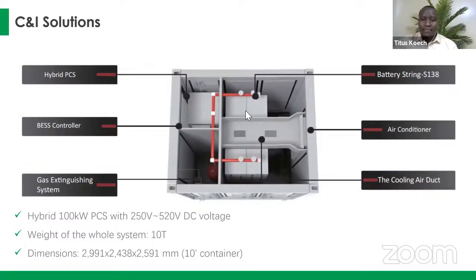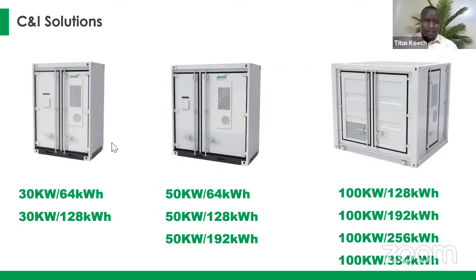And yeah, this is a snip view from a 10-foot container that contains different components. It comes with the power conversion system, the batteries, the air conditioner, also the fire suppression system, and also the controller, which now houses the energy management system. So it's more of a plug and play system. You can see different scenarios, from 30 kilowatt to 64 kilowatt hours, all the way to 100 kilowatt and 384 kilowatt hours. You can see how we made the solutions, that we made them so that they can easily fit into a 20-foot container.